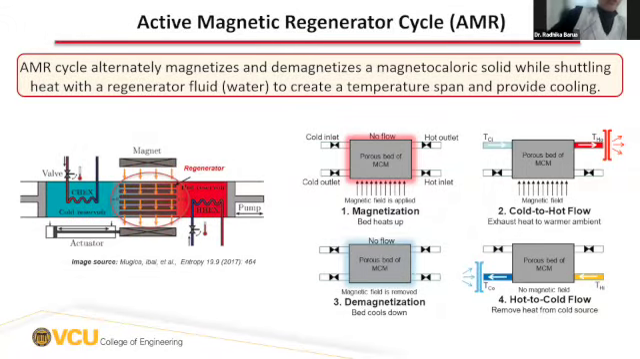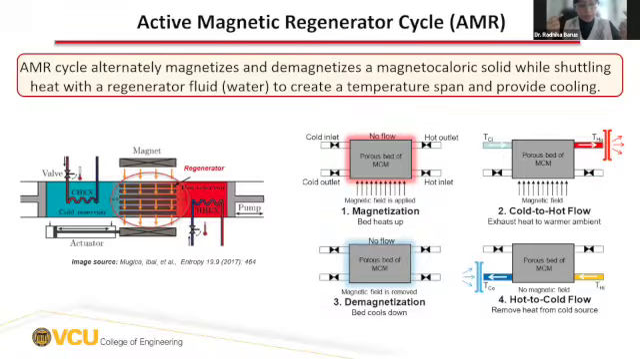Here I show a very cartoonish representation of what a magnetic heat pump prototype would look like. What I want you to know is that the most key component over here is this regenerator, and this regenerator is made entirely of the magnetocaloric material. The working fluid here shuttles heat within this magnetocaloric material and the regenerator fluid to create a temperature span, and it provides cooling.